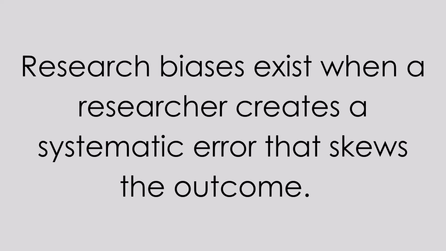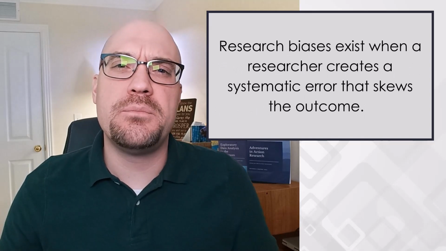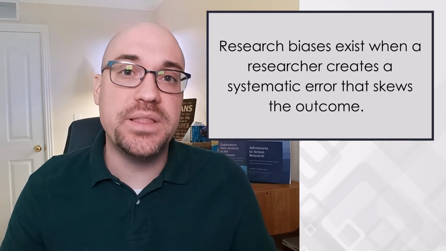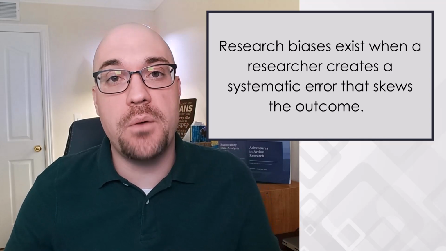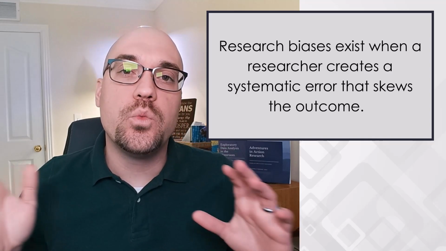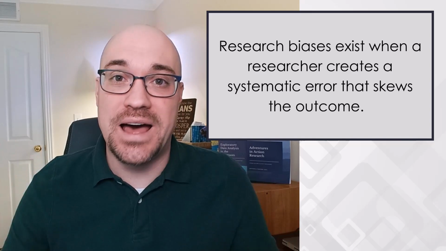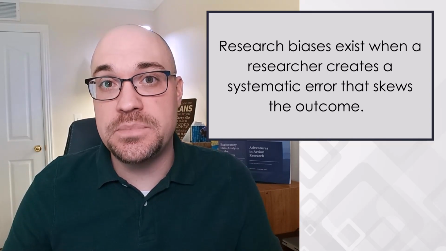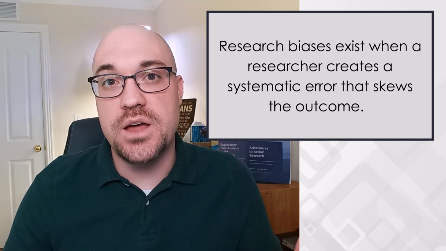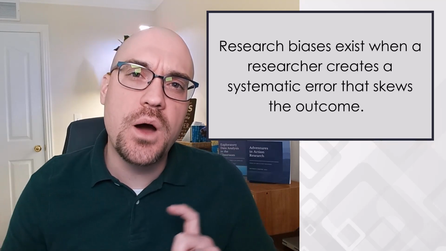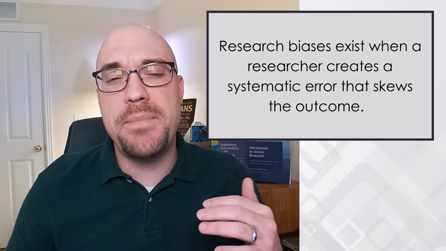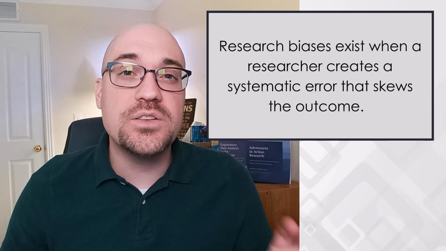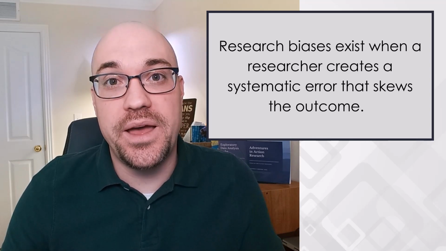So let's get started and let's talk about what research biases are in the first place. Research biases exist when a researcher creates a systematic error that skews the outcome. It's important to remember that research biases are different than things like implicit bias, racial bias, or gender bias that you've probably studied in an equity context. Research biases are really more about the design of a study and the errors that can sometimes happen when we're not paying really close attention to our study design. And those errors skew our outcome. They introduce bias that makes our results a little less reliable. There's 6 common research biases that I want to introduce you to in this video.